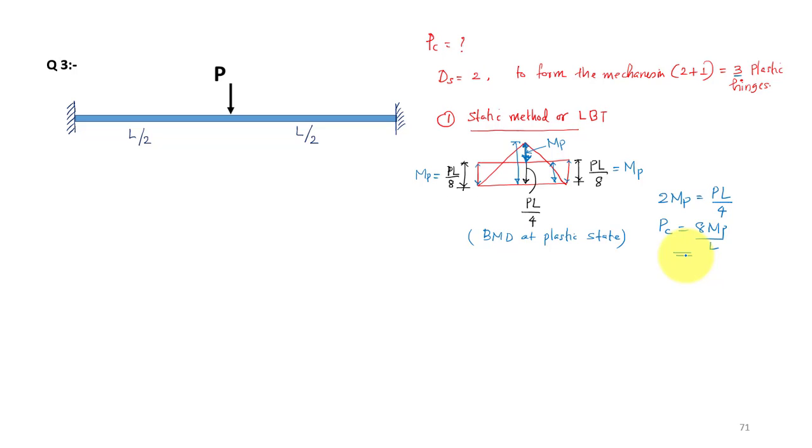If you equate the moment PL by 8 equal to Mp, then also you will get the same, P is equal to 8 Mp by L. We can do either way. That is the static method, and next we will do the kinematic method.